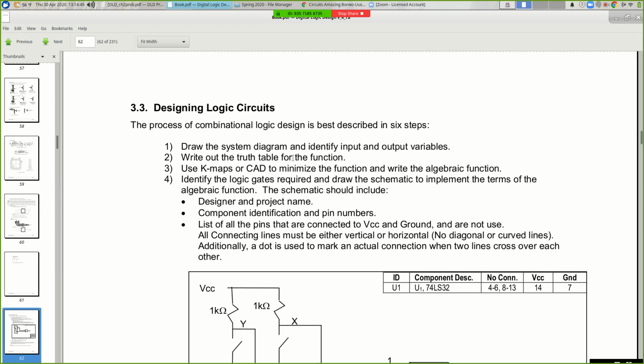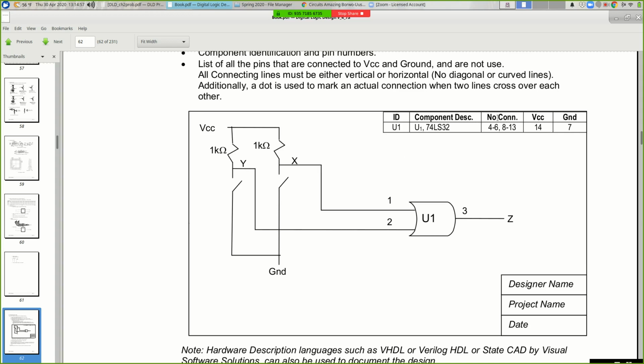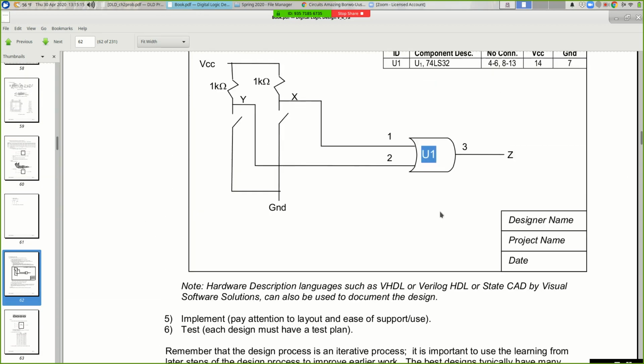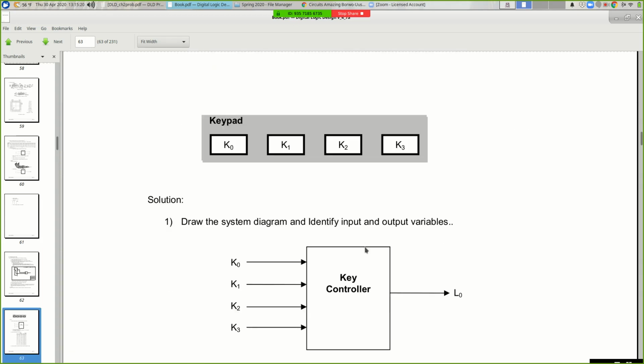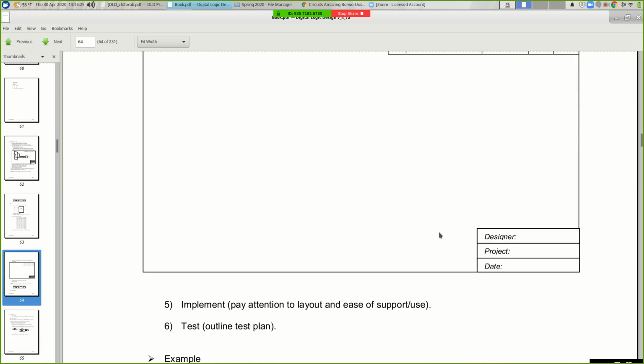So here's some more stuff. This is section 3.3 that talks about designing logic circuits. So this is this idea of having a component ID block up here, which lists an ID for each chip, a description of it, the part number, where you want power, where you want ground, and which pins aren't connected to anything. And then on that chip, in your logic diagram, you list the pin numbers. And down here you can put a description of the project and your name and the date and so on. There's a good template for it.